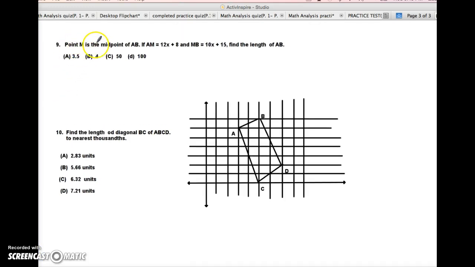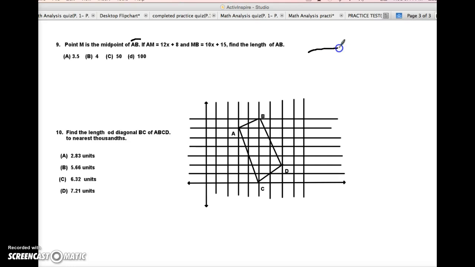It says point M is the midpoint of segment AB. If the distance from point A to M is 12x plus 8 and MB is 10x plus 15, find the length AB of the overall segment. So the best thing to do is to draw a diagram. I think I started to do that. So let's go ahead and just draw a diagram.